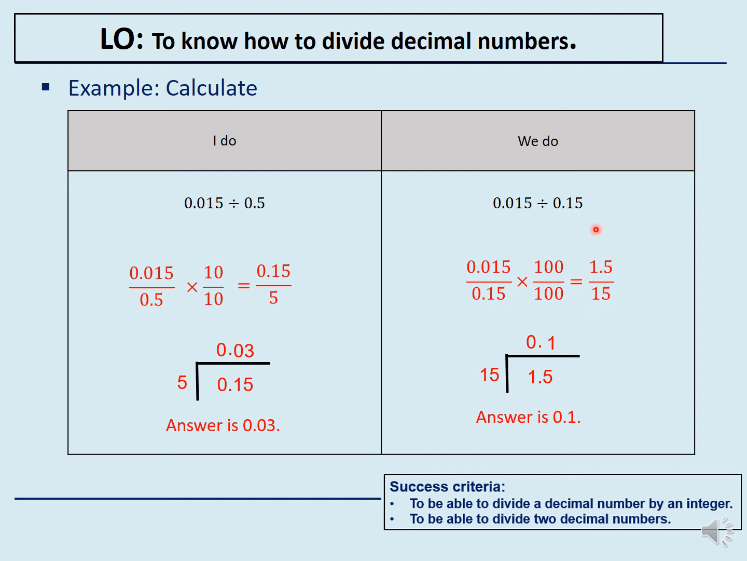I can't leave my answer like that. I need to use the bus stop method or short division to find the answer. So 1.5 divided by 15. How many times does 15 go into 1? 0. 1 left over. I got to the decimal point. I put the decimal point up here. How many times does 15 go into 15? Once, no leftover. So which means the last answer is 0.1. Well done if you managed to do it right.